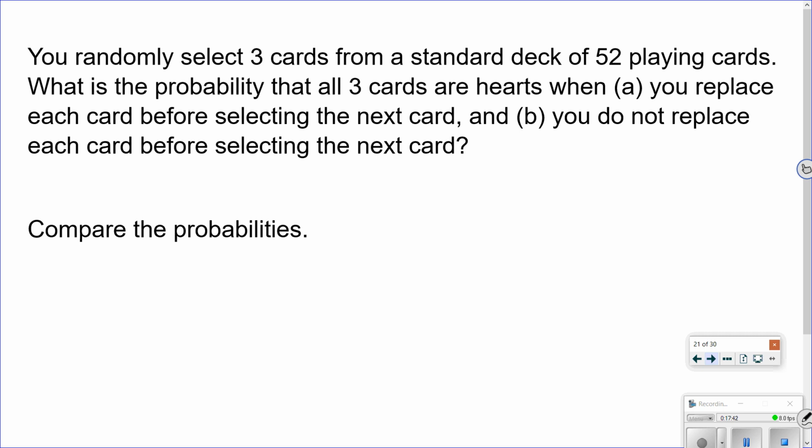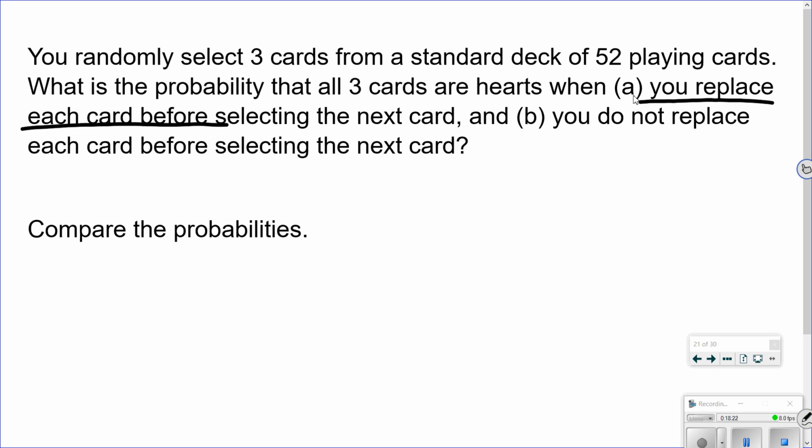Okay, let's look at this one. It says you randomly select 3 cards from a standard deck of 52 playing cards. What is the probability that all 3 cards are hearts when you replace each card before selecting the next, and when you don't replace the cards before selecting the next? So these are 2 different problems. So look at part A. If you replace the cards, that means I draw a card out and then I put it back before I draw the second one. If I do that, that means that they're independent because it doesn't matter what card I draw out the first time. If I put it back before I draw out the second one, then it doesn't affect it at all. So A is an independent event.